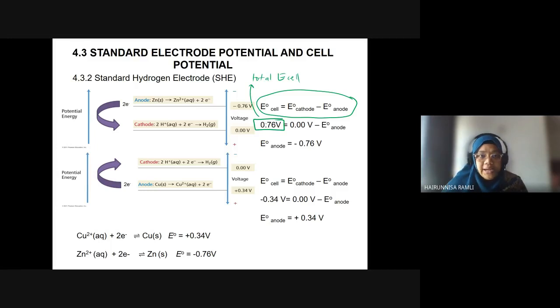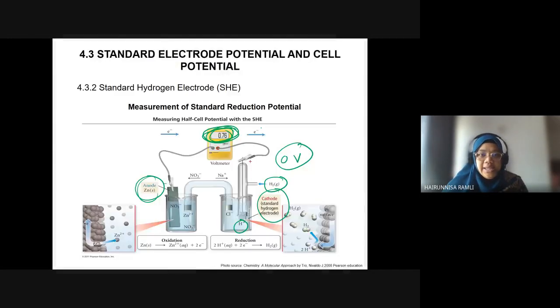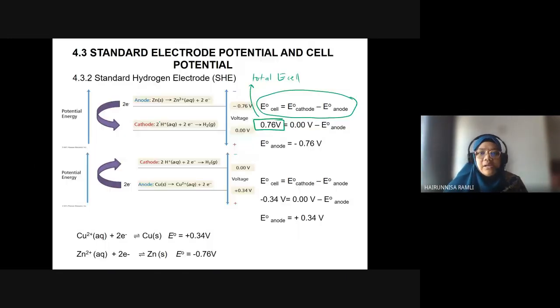Tapi macam mana kita nak dapat value, macam saya cakap tadi, ini adalah value untuk anode. Okay, tapi value tu sekadar value eh. Tapi value yang sebenar dia akan ada negatif positif kan. So that's why you kena still pecahkan ada half cell lah. So that's why formula ni you akan belajar details sekejap lagi.